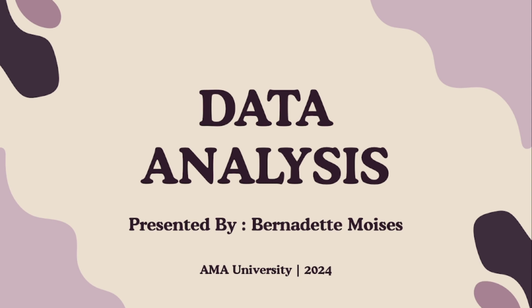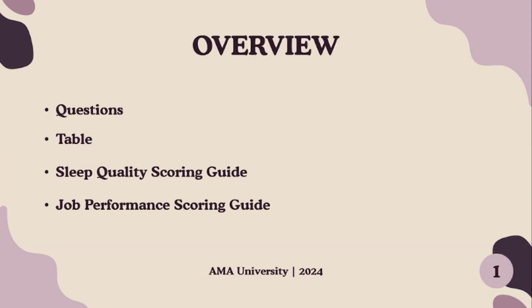So let's look at the overview first. For our overview, we have four main topics that we're going to discuss. For the first one, we have the questions. These questions, we're going to solve later after we discuss what's in the table, what the sleep quality scoring guide is, and what the job performance scoring guide is. These two scoring guides relate to the table itself so that we can answer the questions above.